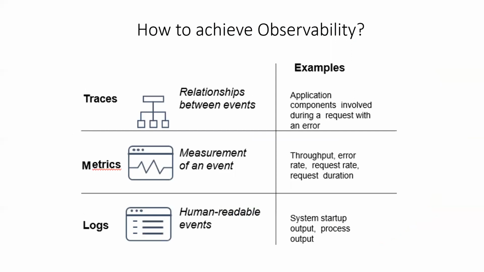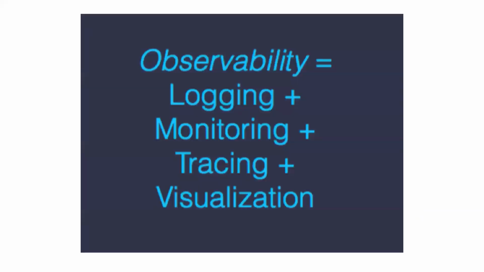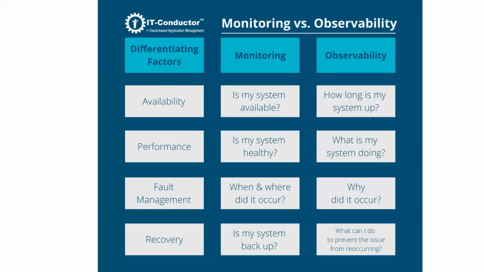So I talked about that. What are traces? More or less, we'll discuss again in the future. Traces are basically a relationship between events. Metrics are the measurement of an event, and logs are human readable events. So if you want to set up observability, you have to log everything, monitor everything, gather the traces, and then add visualizations, which include dashboards and alerts.